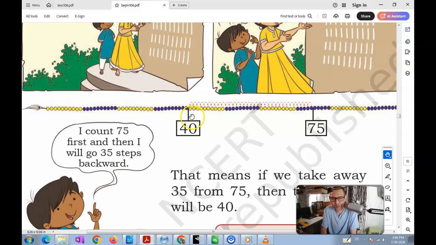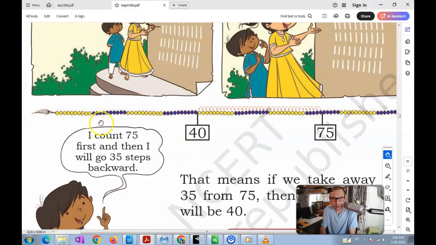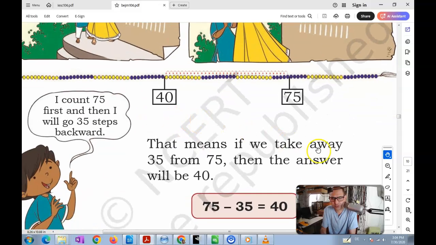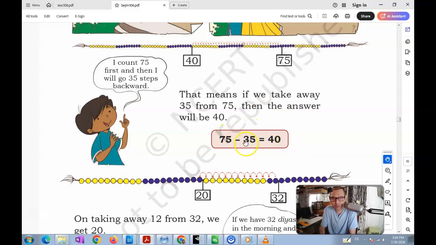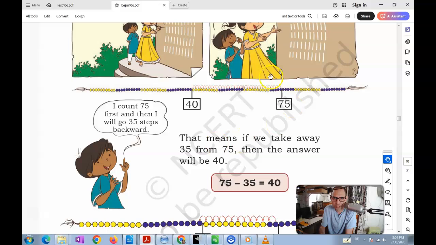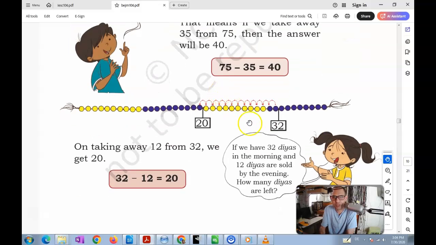Okay, you will end up over here, and then you need to count. So essentially this is the number of the dias remaining. So that's a 10, 20, 30, and 40. So that means that essentially 40 dias are remaining. And then your operation, you will write it as basically 75 minus 35 is equal to 40. So that's essentially doing a subtraction on a Ginladi.